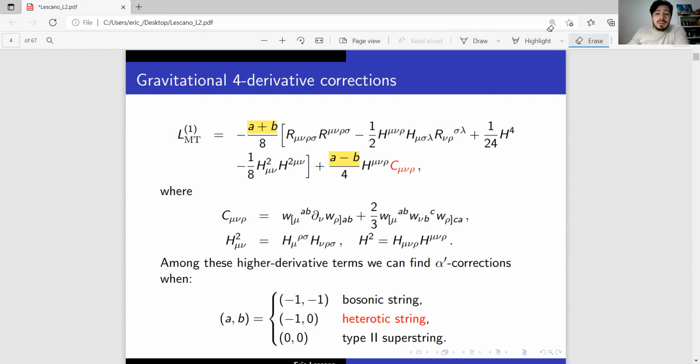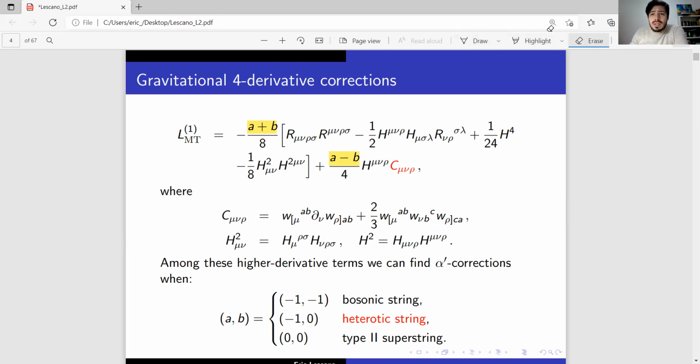Then we have alpha prime corrections when A is equal to -1 and B is equal to 0. That is the heterotic, these are the gravitational heterotic corrections. And finally, type 2 doesn't have this kind of terms, so it's the trivial selection, both parameters 0. And let's recall that this kind of terms contain Riemann squared term. We have Riemann times H squared. We have H to the 4 terms. All these terms contain 4 derivatives.